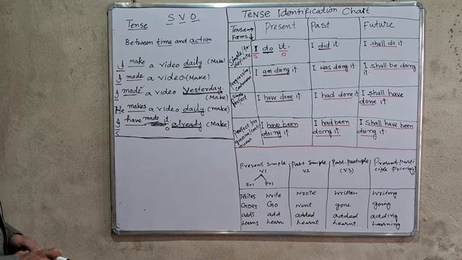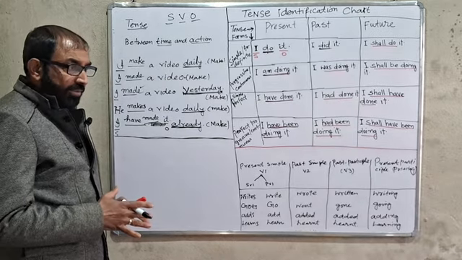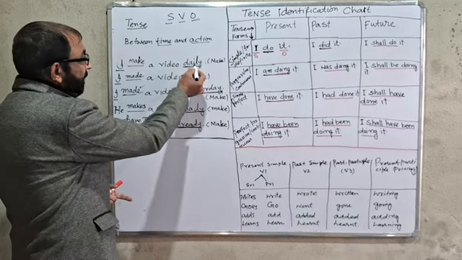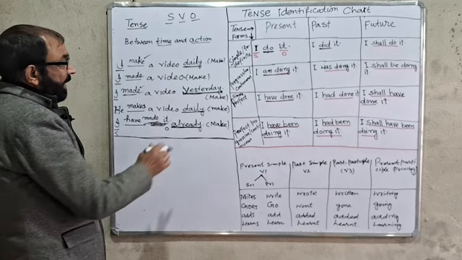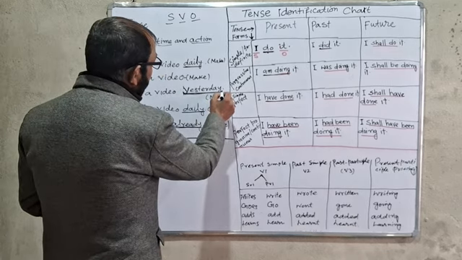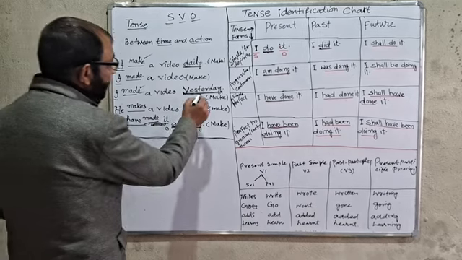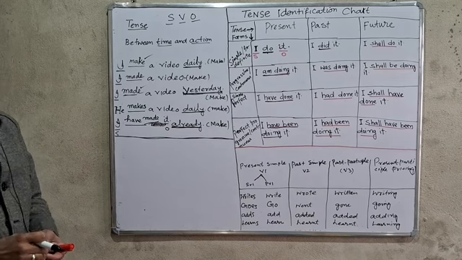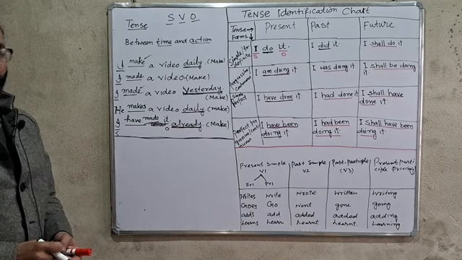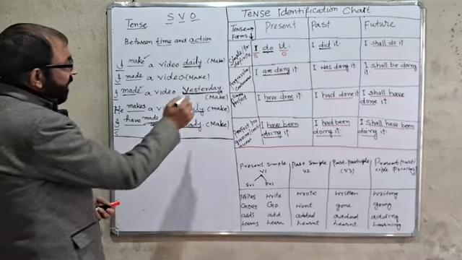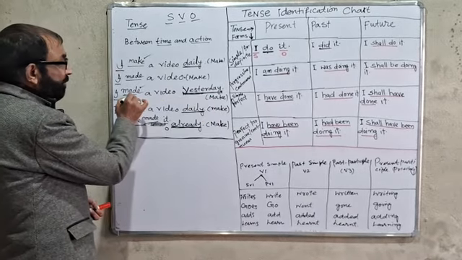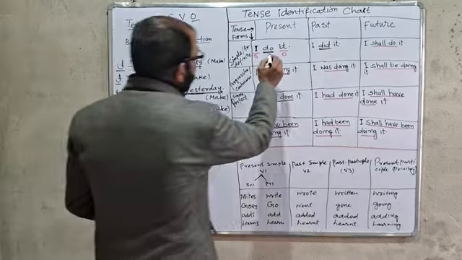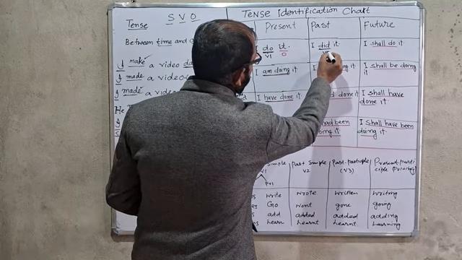If the time adverbial refers to a repeated action, actions taking place repeatedly over time, it guides us towards present simple. If it refers to actions in the past, like yesterday, 4 hours ago, 3 days ago, 3 years ago, this is a past time adverbial, hence past simple, verb second form. Here it is V1, verb first form, and this is V2, verb second form, past simple.